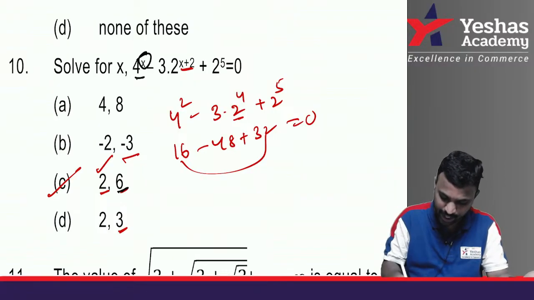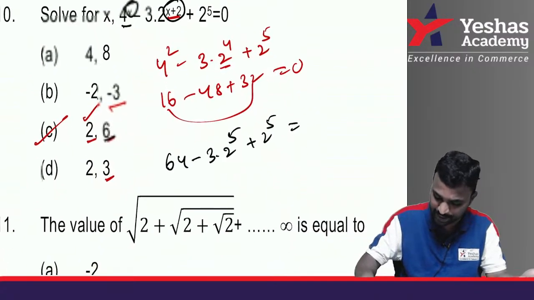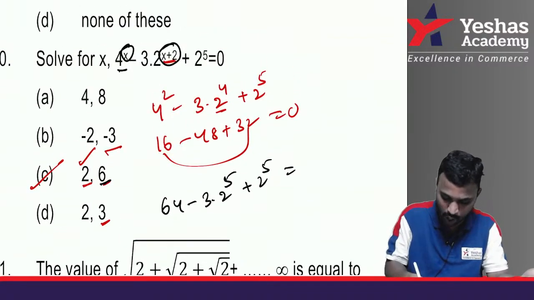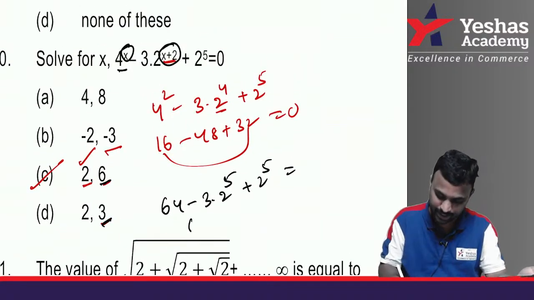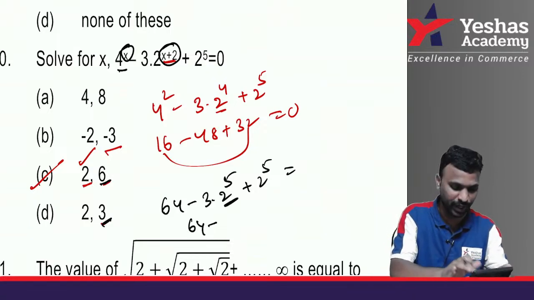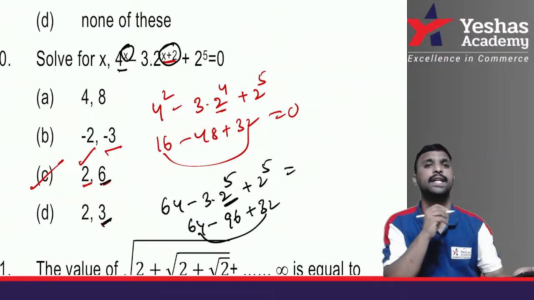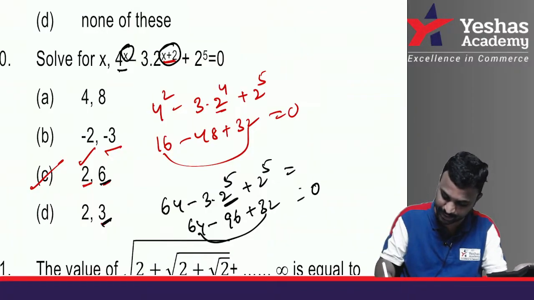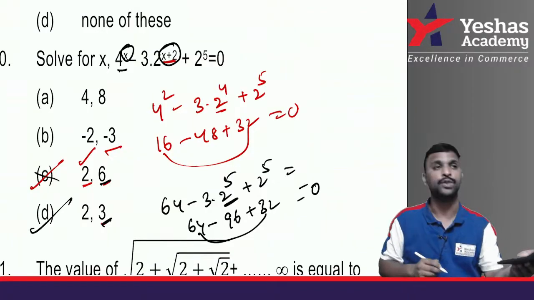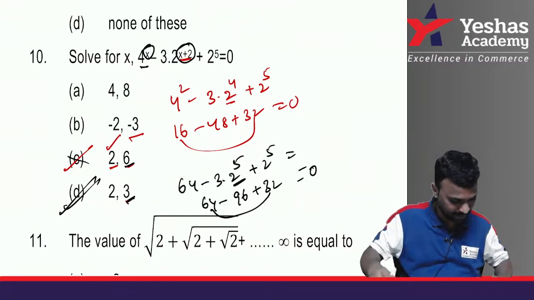If I hit 3, 4 power 3 is 64. 3 into 2 power 3 plus 2 is how much? 5. Right? Plus 2 power 5 is equal to, will this be 0? If it is 0, definitely option D will be the right answer. 64 minus 2 power 5 is how much? 32. 32 into 3, how much is it? Minus 96 plus 32. Guys, 64 plus 32 is 96. 96 minus 96 is 0. Definitely 3 is satisfying. So 6 will not satisfy for sure. Yes or no? Therefore option D is the right answer.